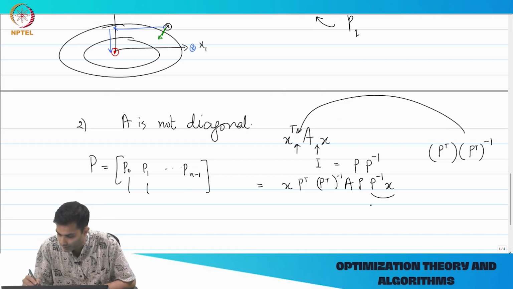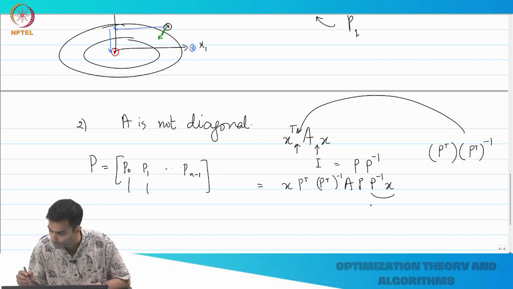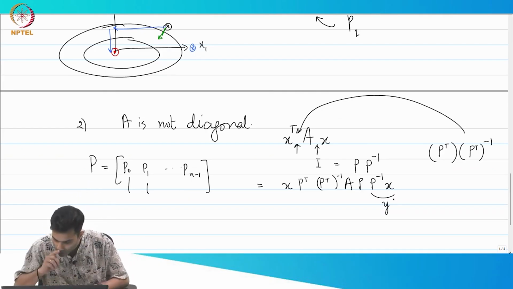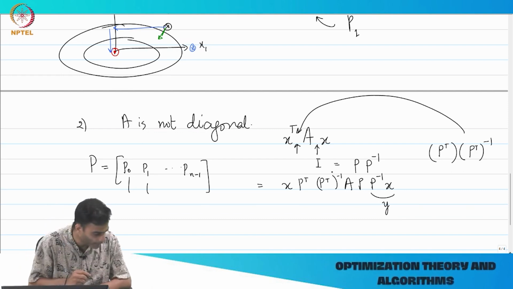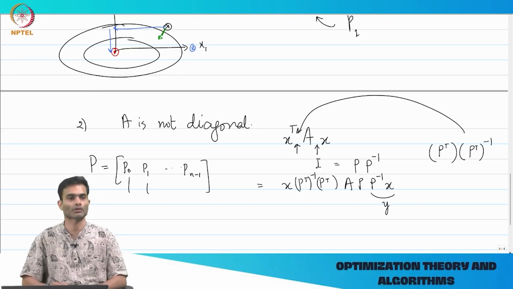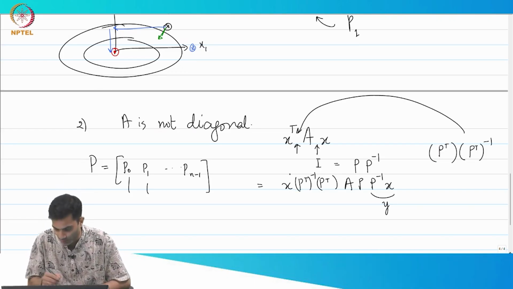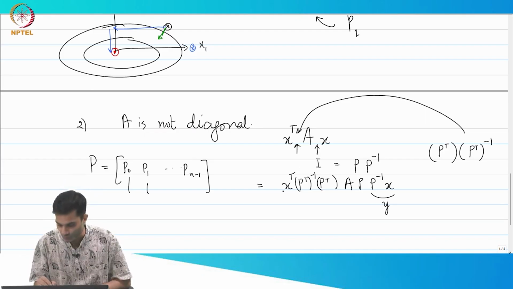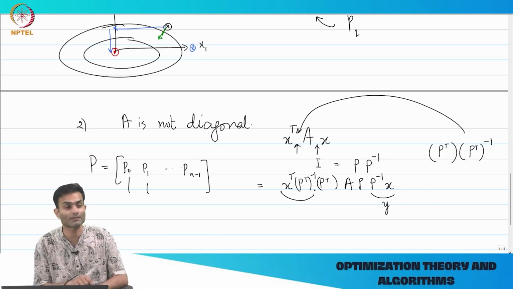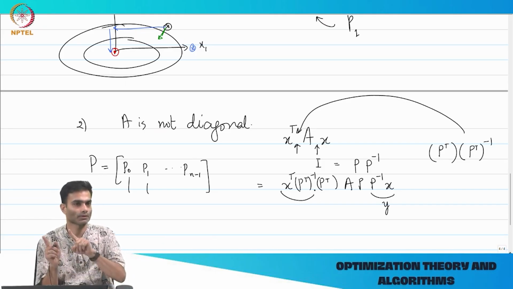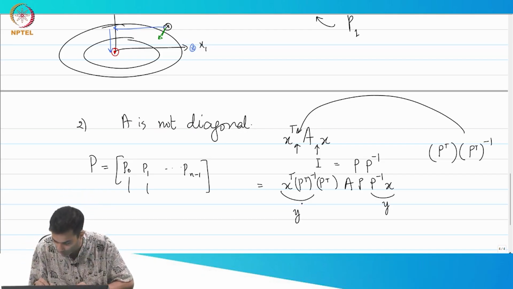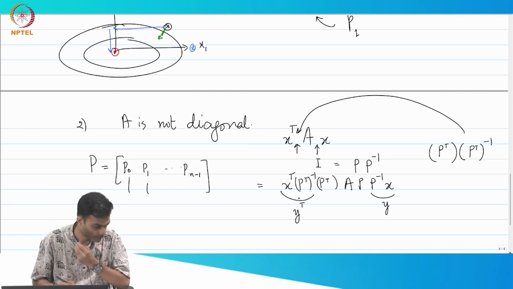Now this guy, if I call this guy Y, let me do the following. I'm going to move this over here. This is also correct, right? And there's a transpose missing over here. So this term over here, what is it? If Y is P inverse X, what is Y transpose? X transpose P inverse transpose. So this becomes Y transpose.